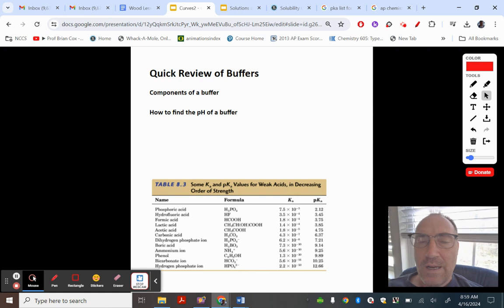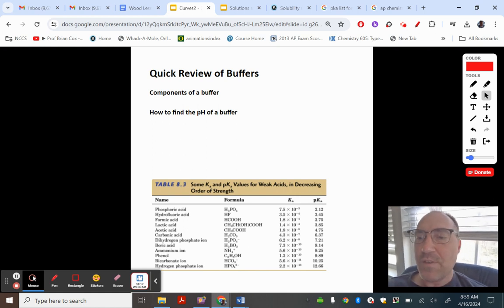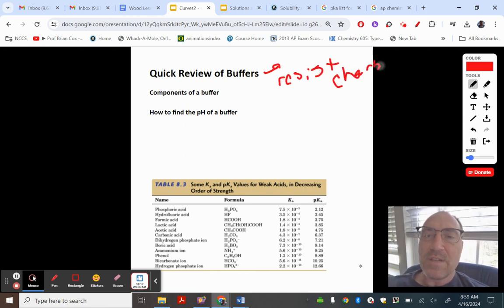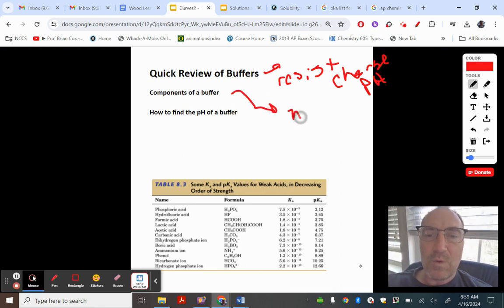Okay. So I want to do a quick review of buffers. Buffers are an interesting thing. At their basic, buffers resist change to pH. And what that means is that they have something in them that fights off an acid or fights off a base. And what you have to have, and this is the only way, is a weak acid with its conjugate base.